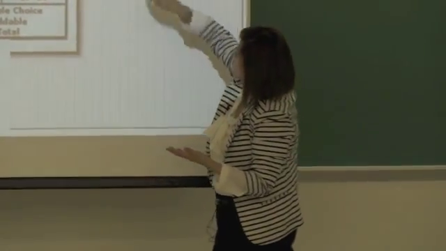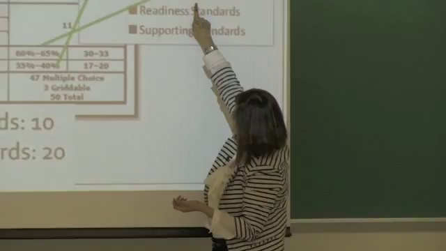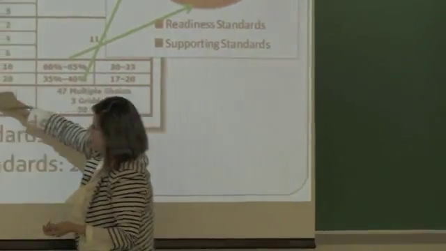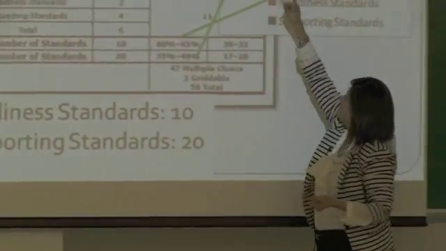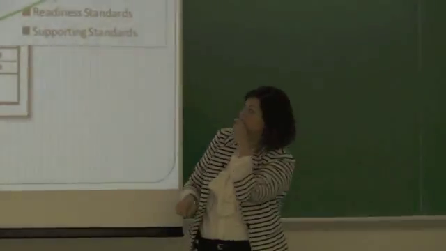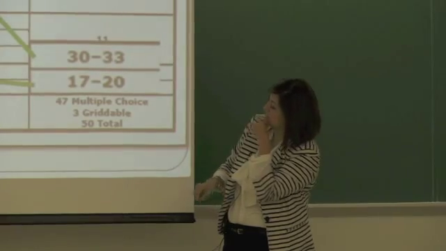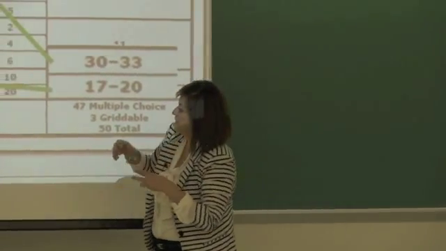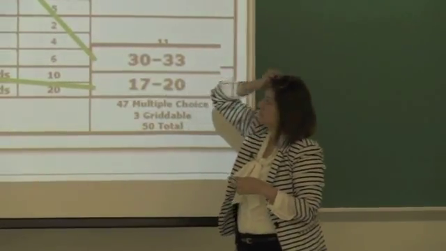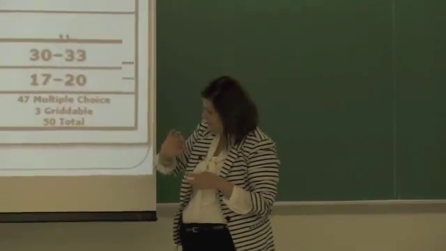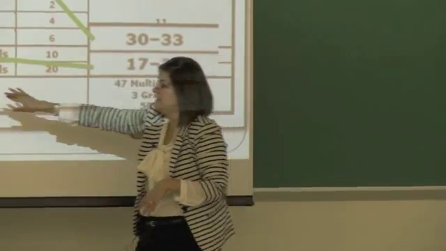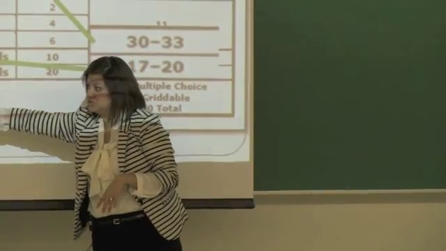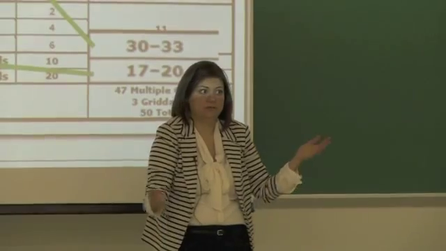Okay, so look, 65% of my questions are going to be supporting, and then my readiness, 35%. Go to the next one. How many questions does that break down to? Okay, so 30 to 33 questions are going to be readiness for my test. My tests are about 50 questions, and then 17 to 20 questions are going to be supporting. What does that mean?